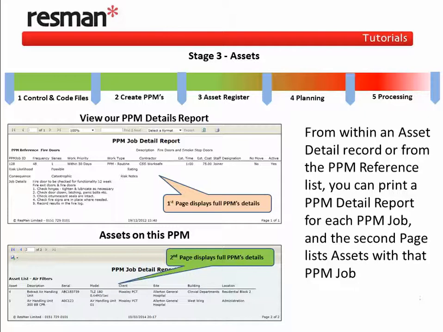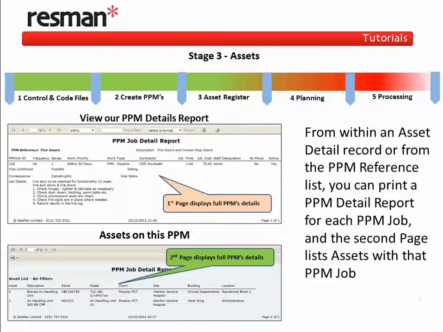What we've just seen in the PPM tab was summary information regarding a PPM job. However, the PPM detail report displayed here shows all of the PPM details for all jobs for a selected PPM reference. It displays the frequency, series, KPI priority, work type, contractor, estimated time and cost, staff designation, the no move and active tick boxes.